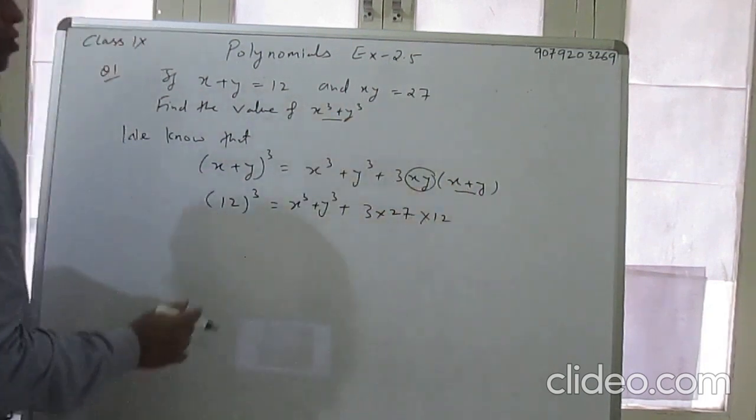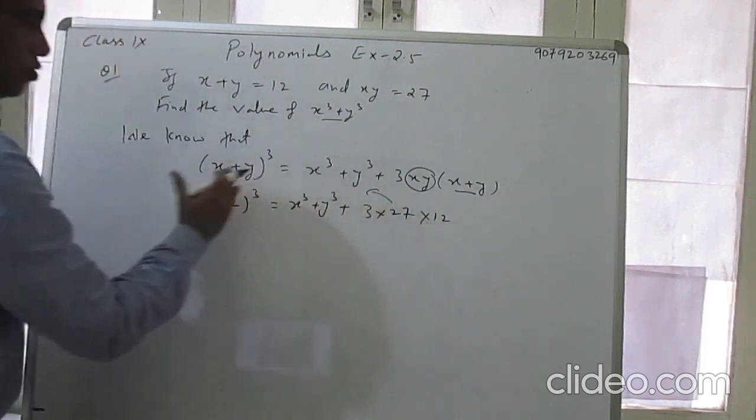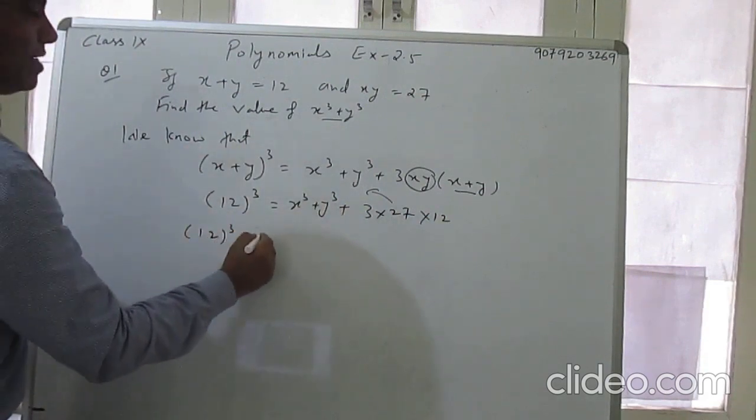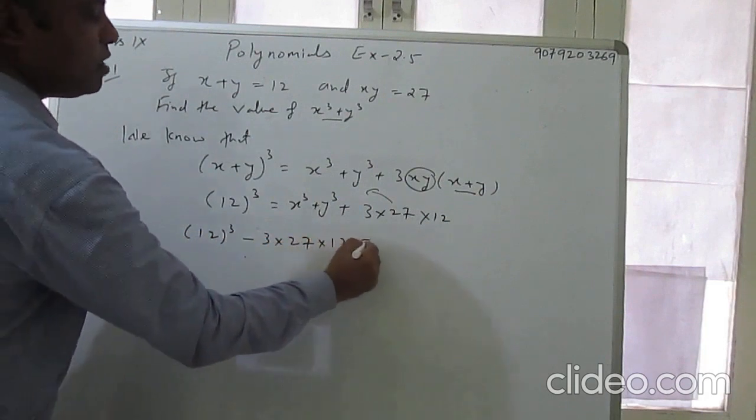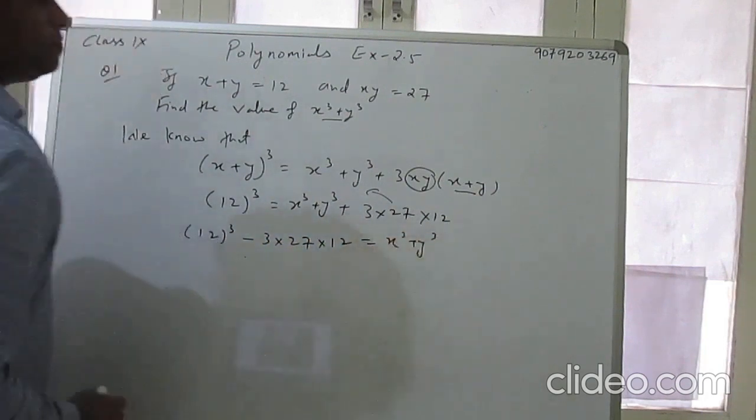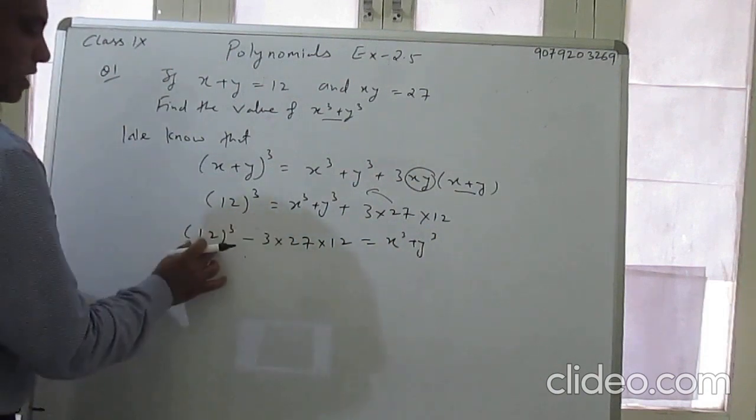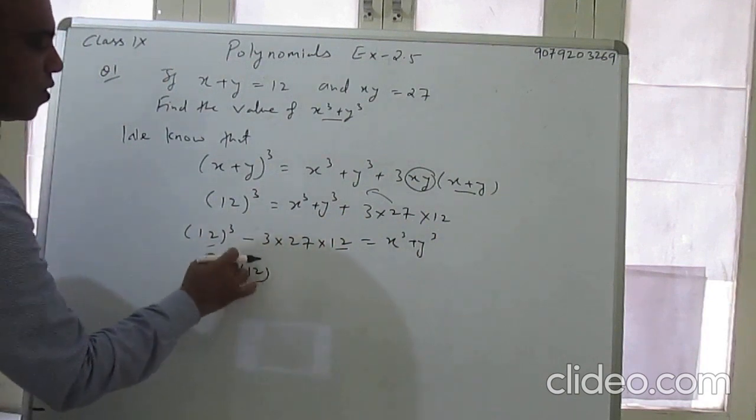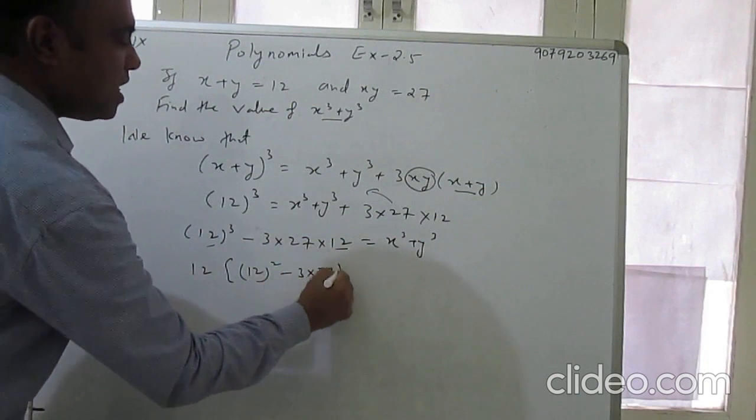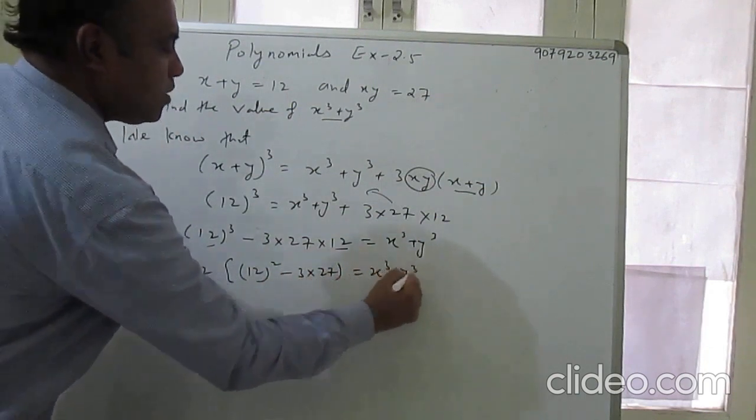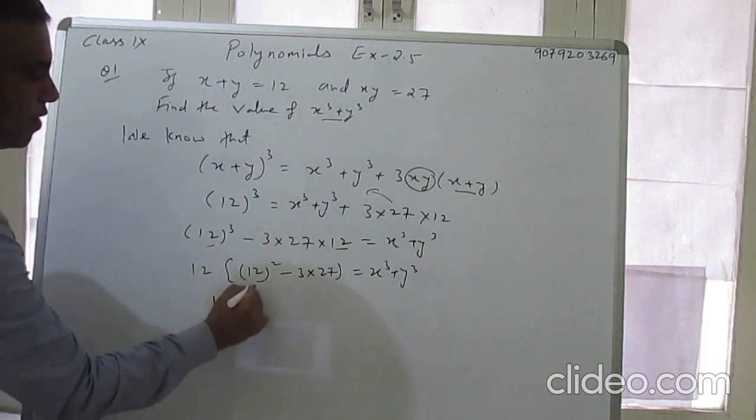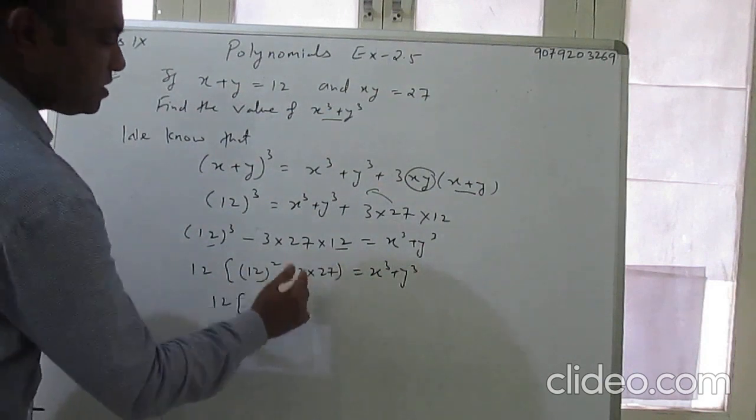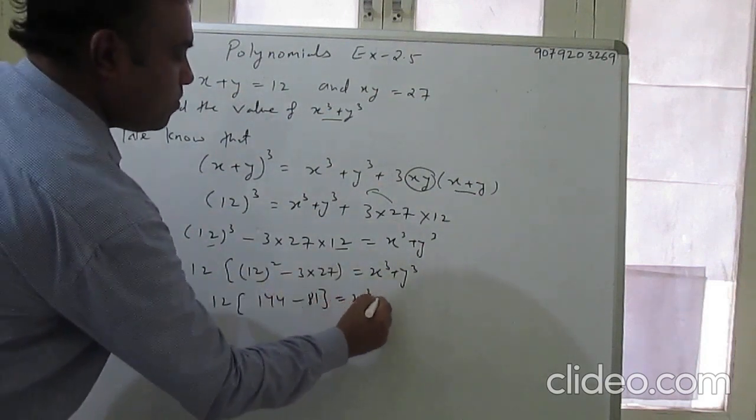It is 12. So take this term to the left hand side and the sign will change. Plus का क्या हो जाएगा? Minus. So 12 का cube minus 3 into 27 into 12 is equal to x cube plus y cube. Now see here, take out 12 common. It is 12 का square minus 3 into 27 is equal to x cube plus y cube. Now 12 का square is 144 minus 3 into 27, which is 81, is equal to x cube plus y cube.